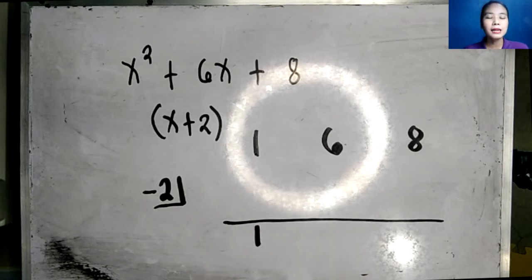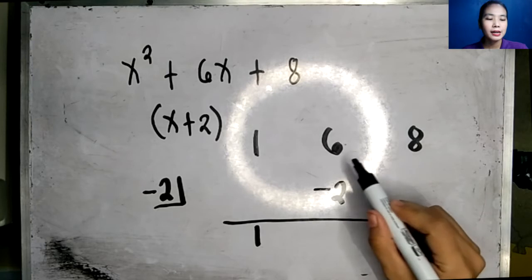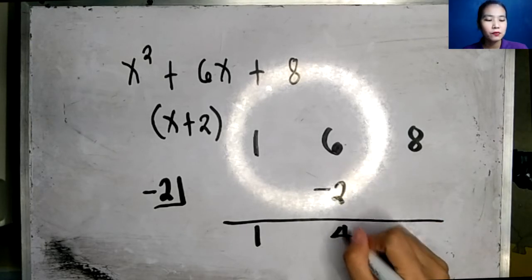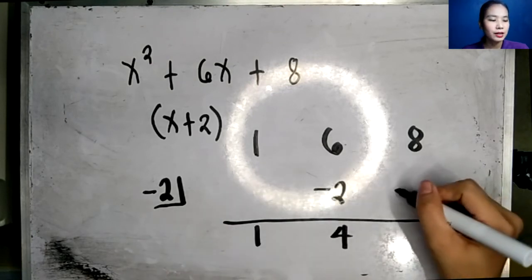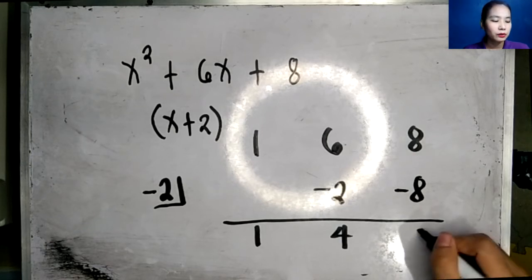And then, i-multiply natin ang 1 sa negative 2. So, 1 times negative 2 is negative 2. And then, i-add natin sa 6. So, 6 plus negative 2 is positive 4. Then, positive 4 times negative 2 is negative 8. And then, 8 plus negative 8 is equal to 0.